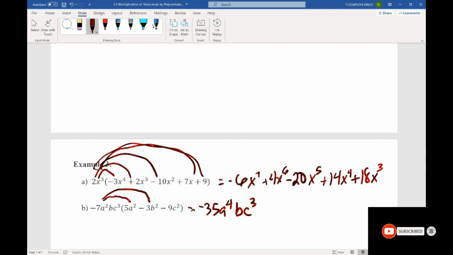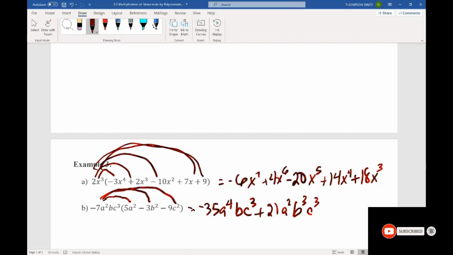Now we'll multiply this -7a squared bc to the 3rd to -3b squared. So first a negative times a negative will be a positive. 7 times 3 is 21. And then a squared, we're not using it this time because the b squared is by itself, but we do have to write it. And we have b times b squared, which is going to be b to the 3rd. And then c is by itself, so we'll write c cubed. And then the last one.